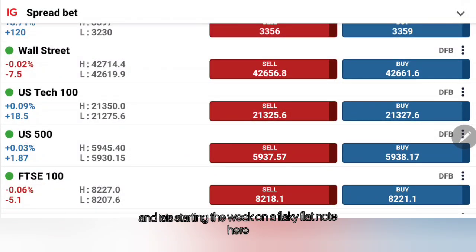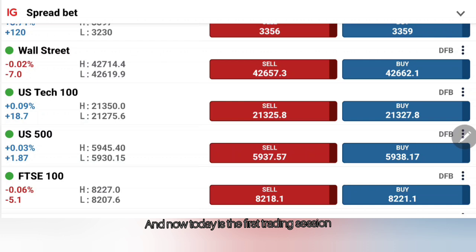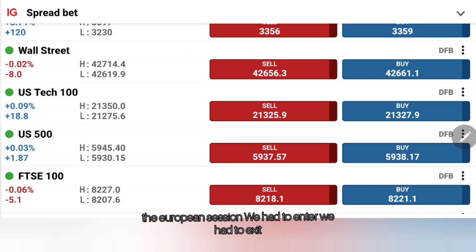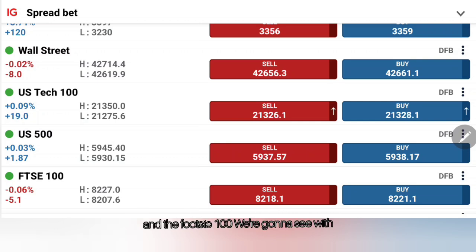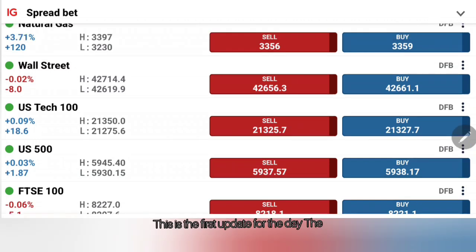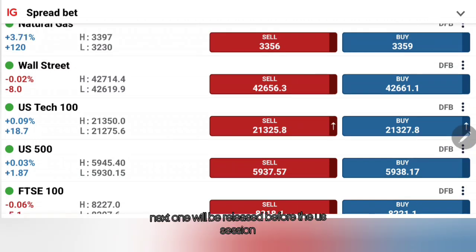US, UK, and German indices are starting the week on a slightly flat note. Today is the first trading session, and we'll see which direction it takes with the European session: where to enter, where to exit, how to profit trading the NASDAQ, the Dow, the Germany40, and the FTSE100. We're going to see with the help of charts and indicators. This is the first update for the day. The next one will be released before the US session.